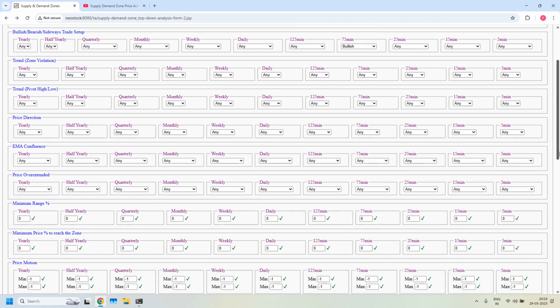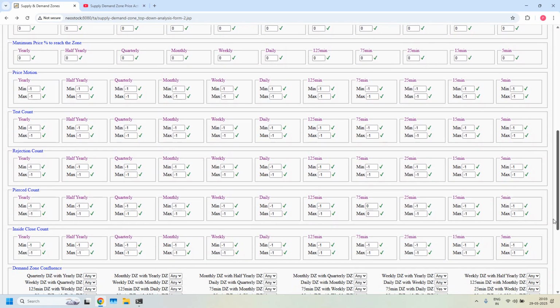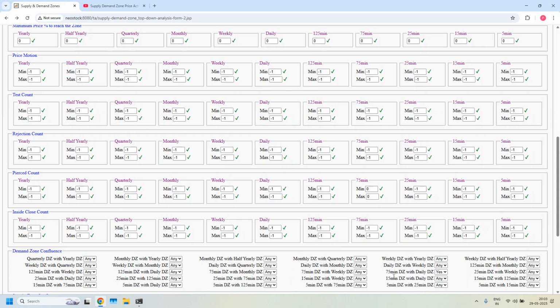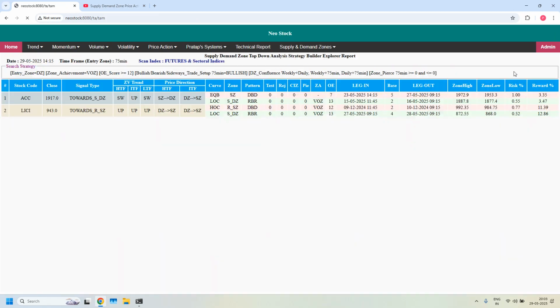In the demand zone confluence, we have to set 3 filters. The first filter is already enabled, that is 75 and daily demand zone confluence. Next filter, 75 minutes demand zone with weekly demand zone confluence. Next filter, daily demand zone with weekly demand zone confluence. With all the 3 filters, LTF, ITF, HTF demand zone confluence, we got 2 stocks.